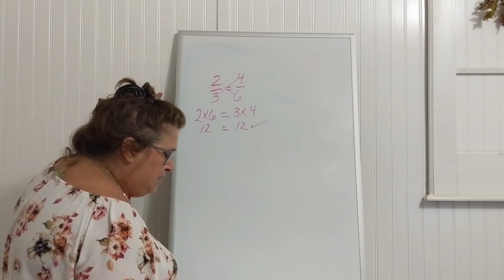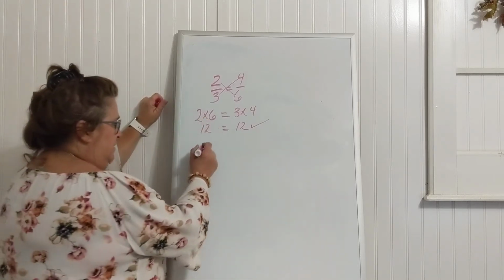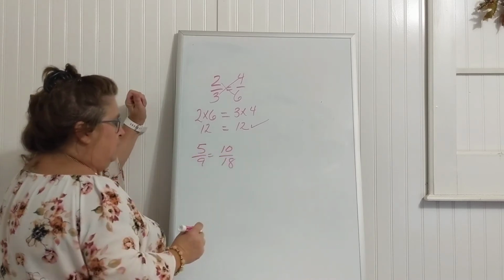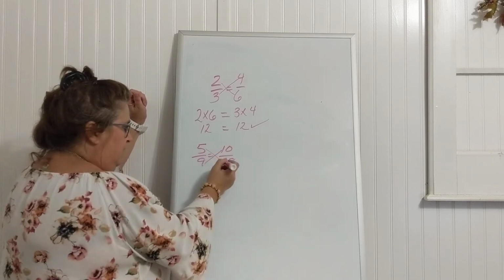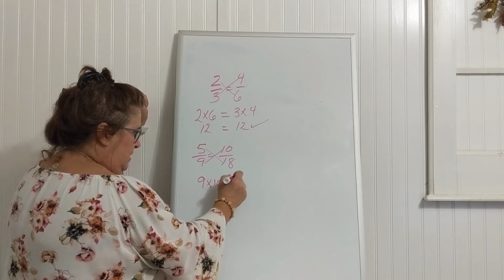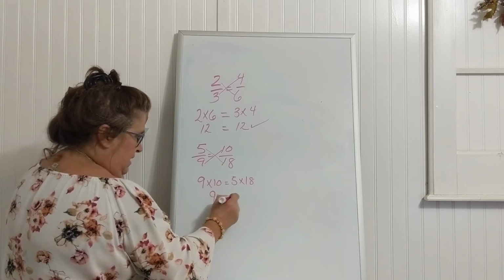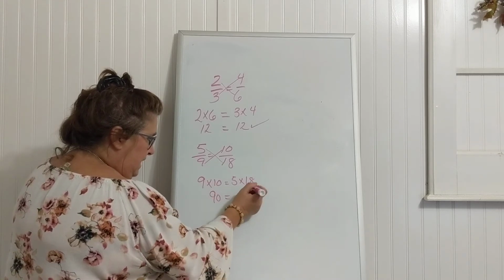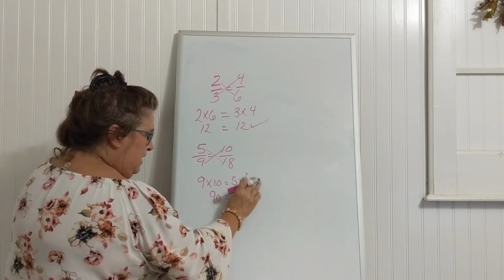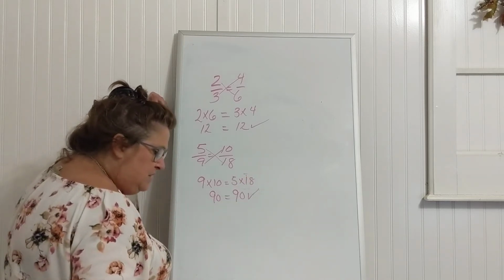Let's do letter B together. That was 2A. 2B, we have 5/9 equals 10/18. We're going to check by cross multiplication. 9 times 10, 5 times 18. So 9 times 10 equals 90. I'm going to have to move my 18 over here to multiply. 8 times 5 is 40. Put 0 down, carry the 4. 1 times 5 is 5, plus 4 is 9, so that will be 90. So 90 equals 90. Check. So that is how you are going to do section 2.